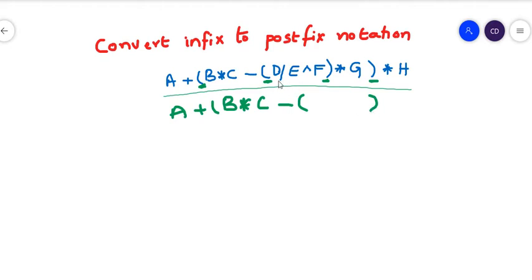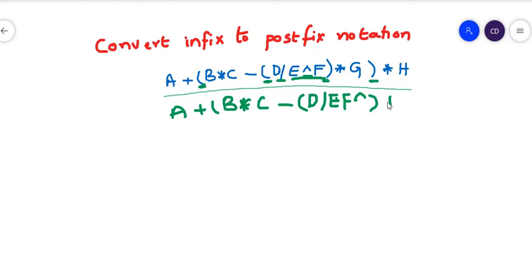Here I have two operations, one is division and another one is exponential. Whenever you have division and exponential, remember that exponential always has higher priority than division. So you can write the division operation as d divided by e. But first, the operation you are going to evaluate is exponential. So you write e f and then the exponential operator here. Now this part, e exponential f, is converted into postfix notation.